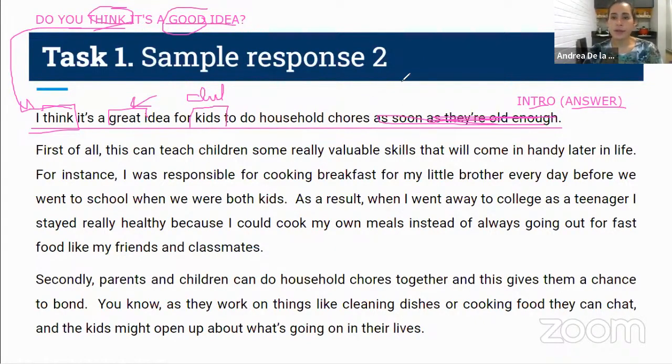In the first sentence. Is that okay so far? You will have to do the exact same thing. In your first sentence, you'll have to have an introduction where you answer the question directly. Is it okay so far? Any questions?